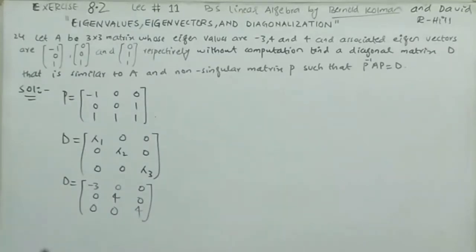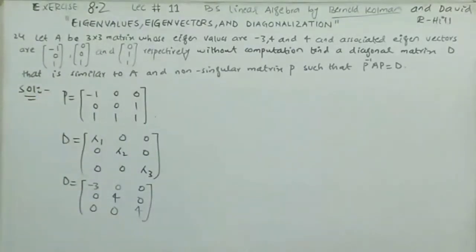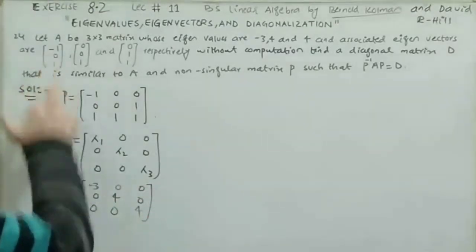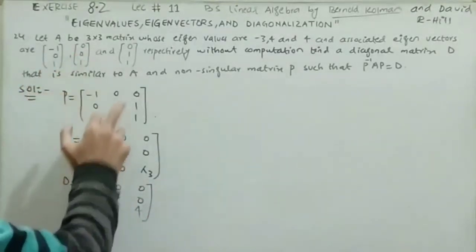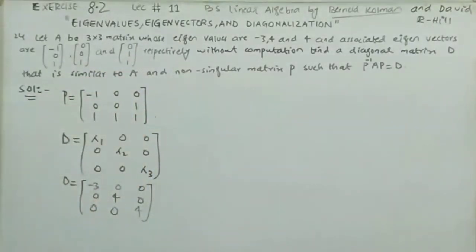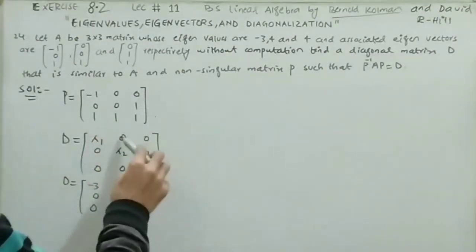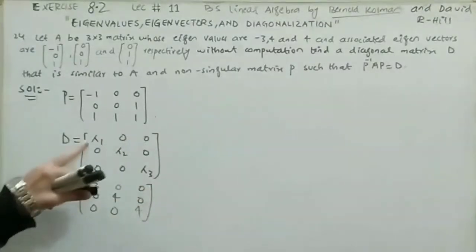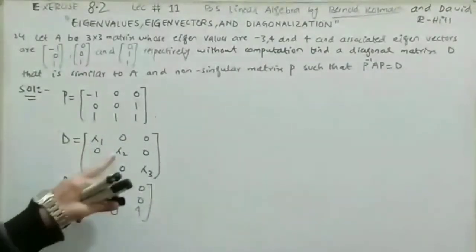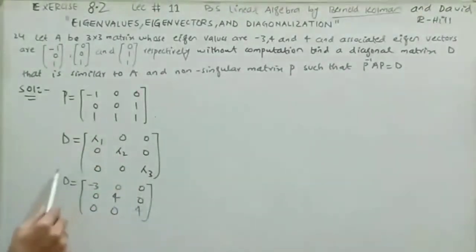Over here the eigenvectors are given: (-1, 0, 1), (0, 0, 1) and (0, 1, 1). So the required non-singular matrix P will be x1, x2, x3, where x1 is the first eigenvector (-1, 0, 1), x2 is the second eigenvector (0, 0, 1) and x3 is the third eigenvector (0, 1, 1). This is the required non-singular matrix P. And in the diagonal matrix D, the eigenvalues will lie on the main diagonal and the non-diagonal entries should be 0. So lambda 1 is the first eigenvalue -3, lambda 2 is the second eigenvalue 4 and lambda 3 is the third eigenvalue 4. This is the required diagonal matrix D.